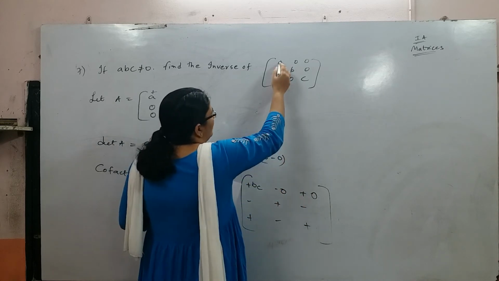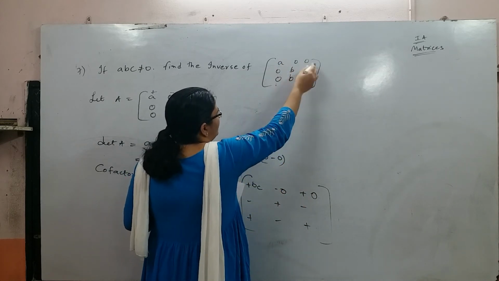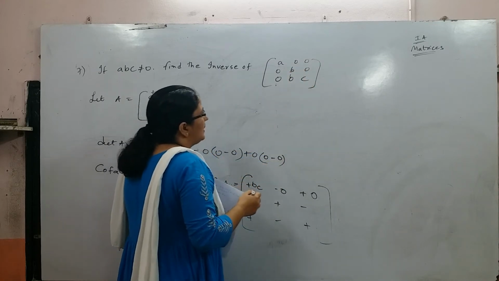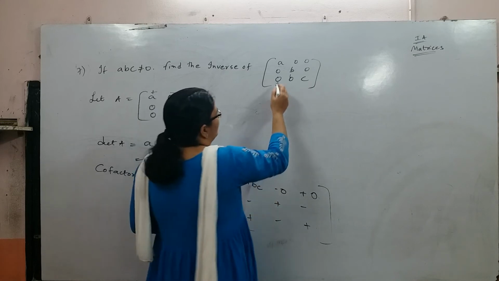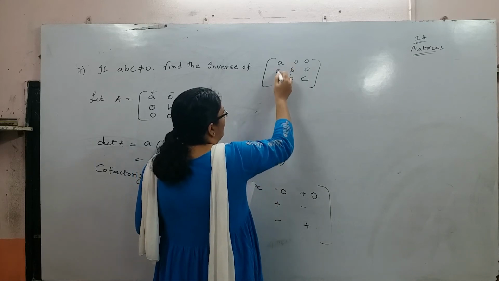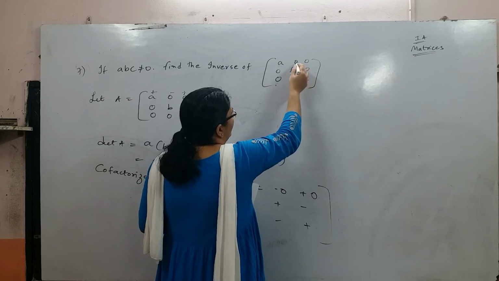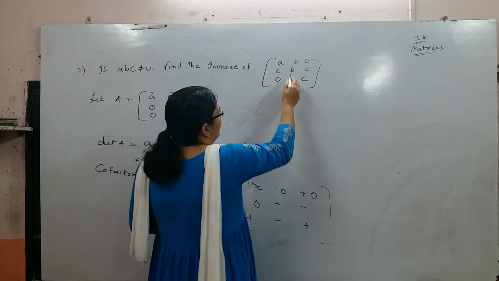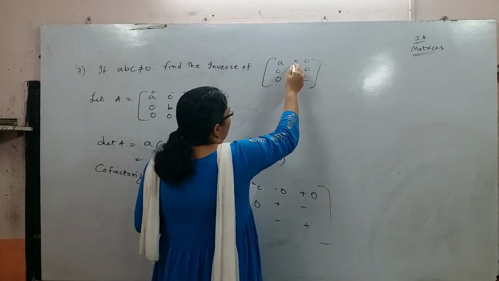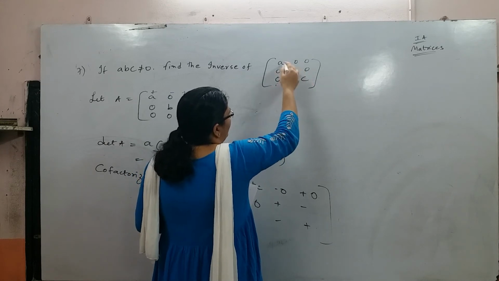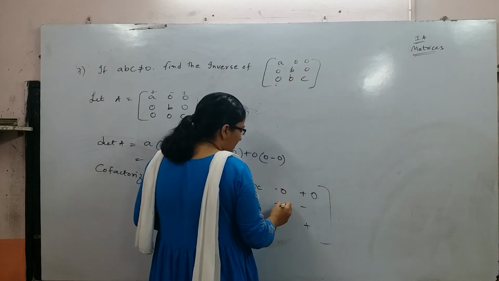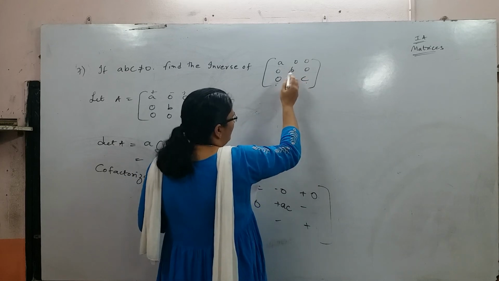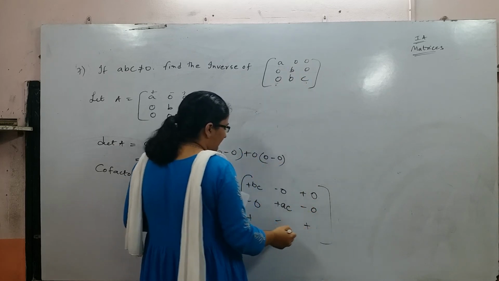Next, close this column, close this row. What do you get? If you are choosing this one, close this column, close this row, you get 0 minus 0. So here also you get 0. Here, this one, if you are closing this, close this column, close this row, you get AC minus 0. That is AC. Here, close this column, close this row, you get 0 minus 0, 0.